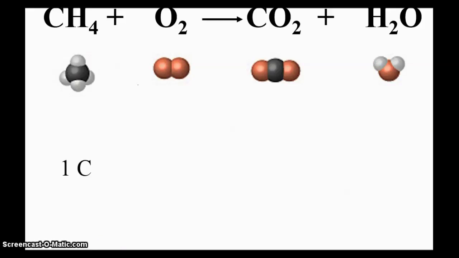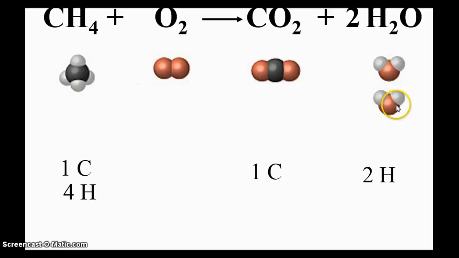So if I look at the carbons first, I have 1 carbon on my reactant side, and then I also have 1 carbon on my product side, and those are actually already balanced for me. If I look at my hydrogens, I have 4 hydrogens here, 4 white ones on my reactant side, and then on my product side I have only 2 hydrogens. So that's a problem. They're not balanced. 2 and 4 is not balanced. They're not the same.